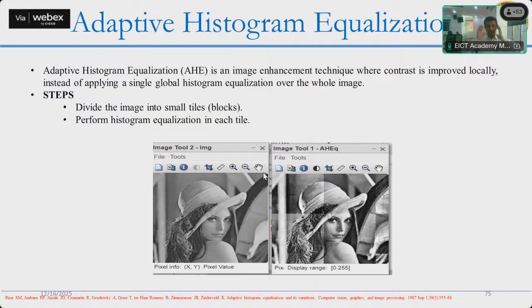Adaptive, where instead of applying a single global histogram equalization, you apply the operation on a local region. Here you basically divide the image into small tiles, then you perform the histogram equalization in each tile. For example, there the tile has been created. Tile, or basically the block, what you are saying.